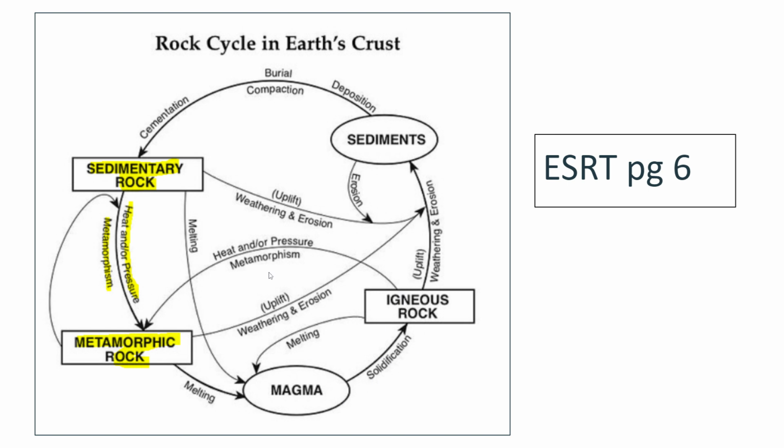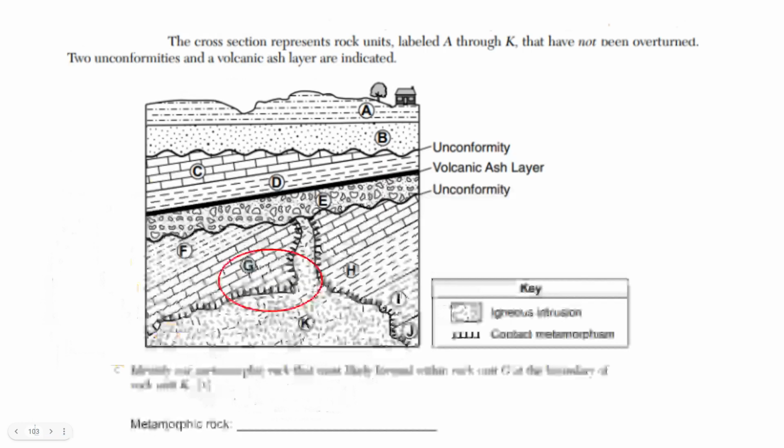But notice they can form from each other and themselves as well. Igneous rocks can melt and solidify to form igneous rocks, but igneous rocks can turn into metamorphic rocks through heat and pressure. Sedimentary rocks can also turn into metamorphic rocks from heat and pressure. And then metamorphic rocks can melt and solidify to form igneous rocks, and so on. So I know sedimentary rocks turn into metamorphic rocks with heat and pressure.